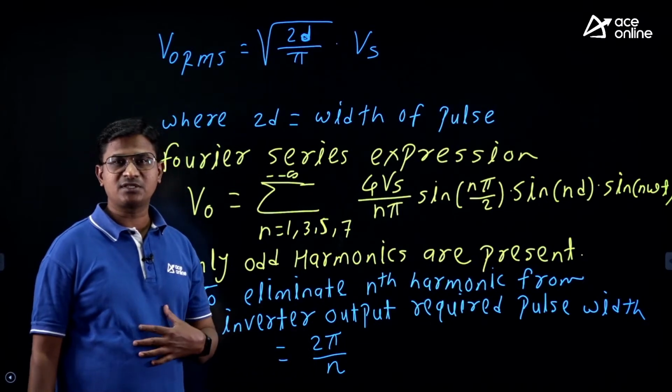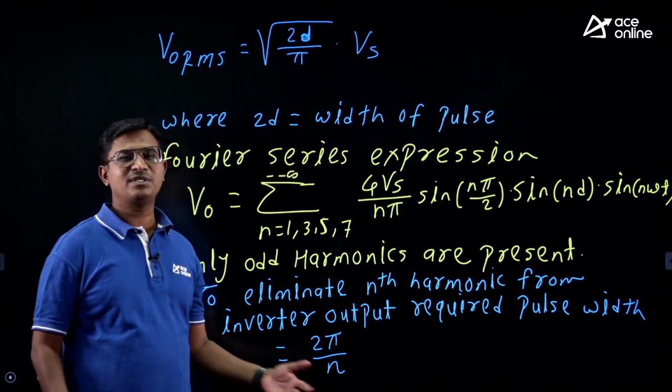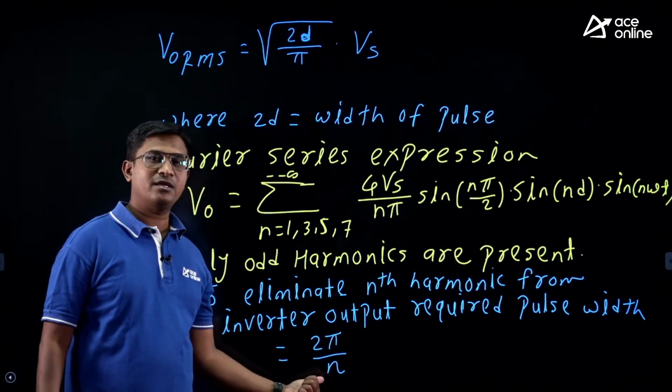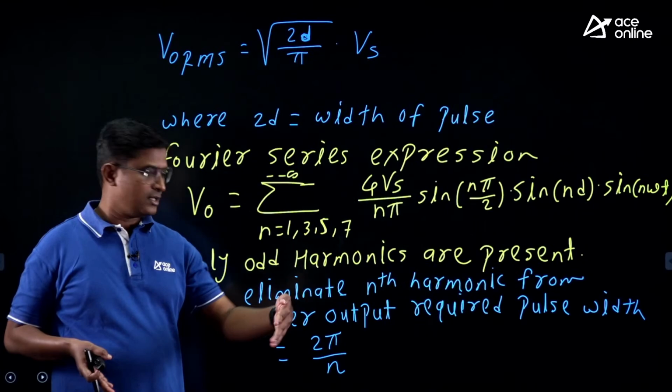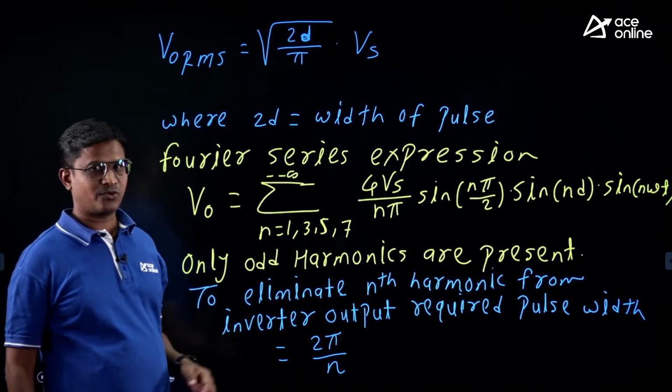So for elimination of the third harmonic, what is the pulse width? 2 pi by 3. 2 pi by 3 means it is like 120 degrees. For the fifth harmonic, 2 pi by 5. If pulse width is 2 pi by 5, 2 pi by 5 means 72 degrees, then the fifth harmonic will be absent in the output voltage, right?